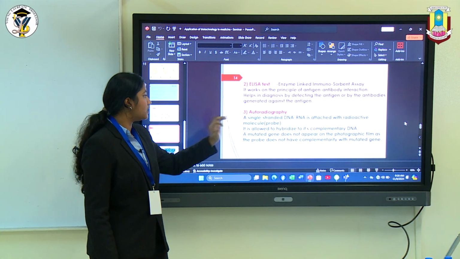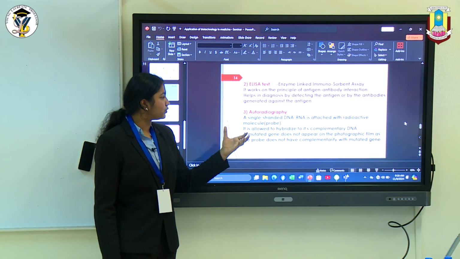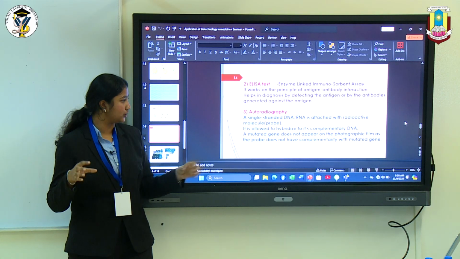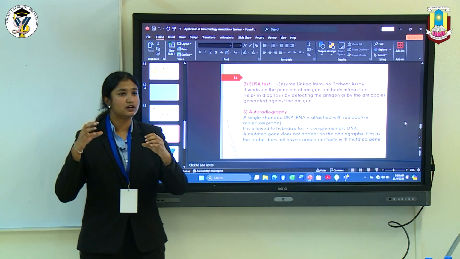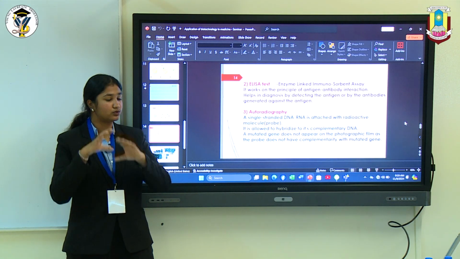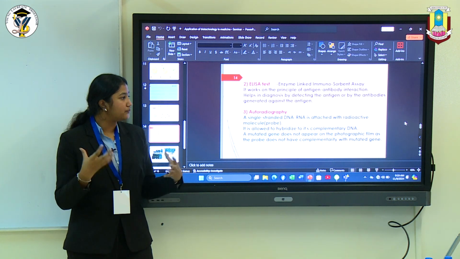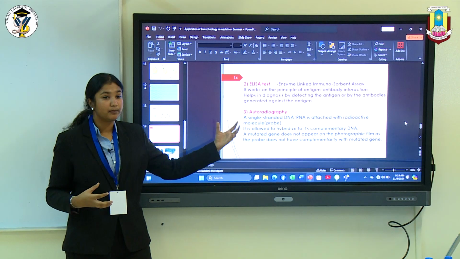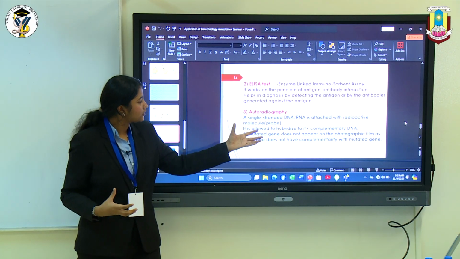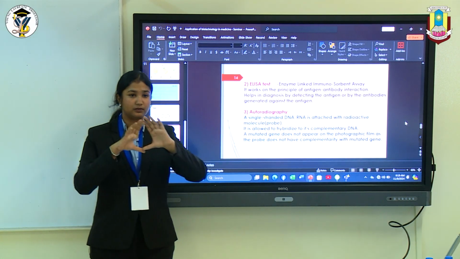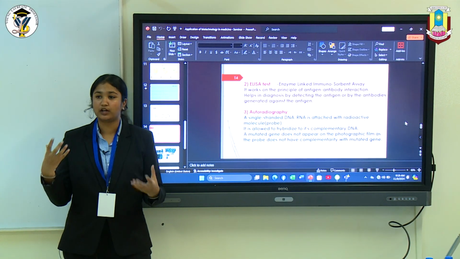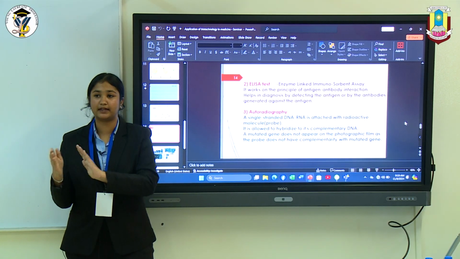Next is autoradiography. In autoradiography, a probe is used. A probe is a single-stranded DNA or RNA that is bound to a radioactive molecule. Now this probe is allowed to hybridize to its complementary DNA and shown on a photographic film. If there is a mutated gene, this can be used in cancer patients, because in cancer patients most of the time it is because of mutation of genes that it happens. So when this is shown on a photographic film, the mutated gene would not appear because this probe cannot form complementarity to the mutated gene.